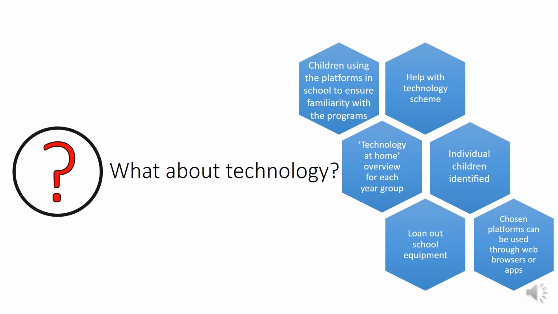So in terms of that, we've done an overview. Each year group's done an overview of what technology children have at home, so we know who would need some help, and they've identified all the individual children. We've chosen the platforms thinking about this because they can use these platforms as an app, or they can go in through a web browser, so they should be able to log on most devices. And at the moment, children are using these platforms in school to ensure a familiarity, so that when they go home they are confident with the programs and the switch is nice and simple.